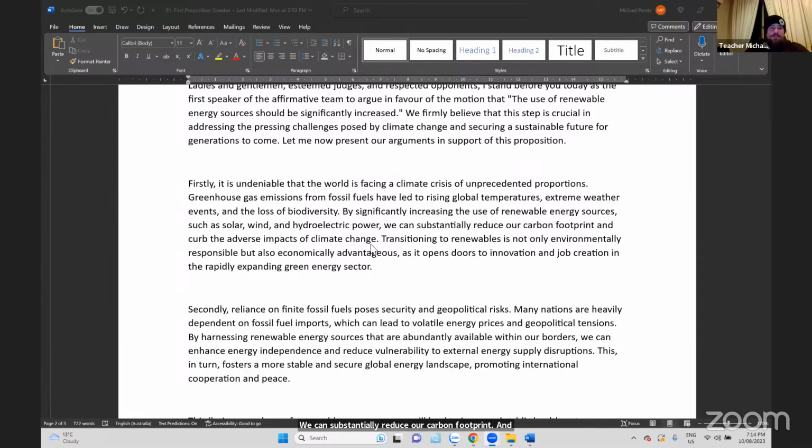So we've given examples of problems and examples of solutions to climate change. And we've done all of that into our explanation. And then we go on with our linking sentence that takes everything back to the issue we're debating. So transitioning to renewables is not only environmentally responsible, but also economically advantageous, as it opens the door to innovation and job creation in the rapidly expanding green energy sector.